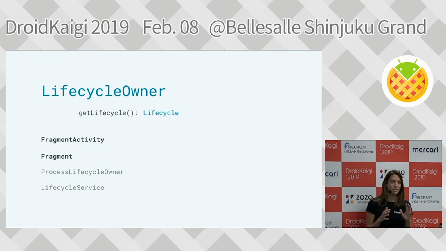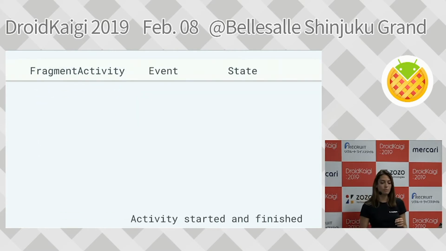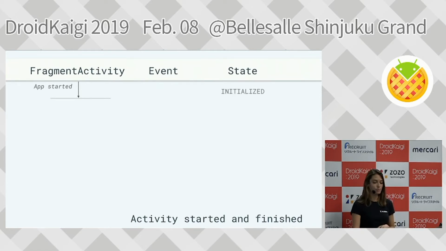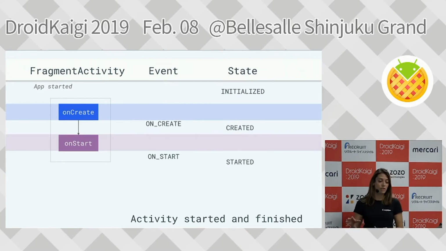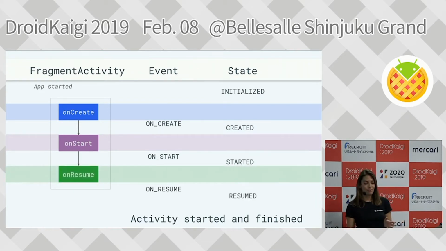And because on some levels, the lifecycle of an activity and of a fragment are similar, I'm going to cover these two together. So let's go over a few use cases and see when each event is sent and when the state is updated. Let's start with this use case, when the activity is started and finished. When the activity starts, the state is initialized. When the onCreate method is called, only afterwards the onCreate event is triggered, and then the state moves to created. After the onStart method is called, the onStart event is triggered, and the state is moved to started. Next, after onResume is called, the onResume event is triggered, and the state is moved to resumed.